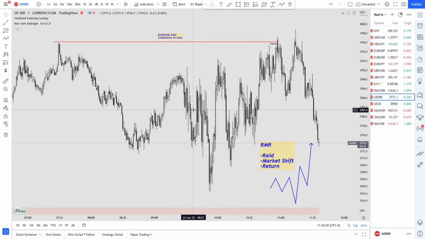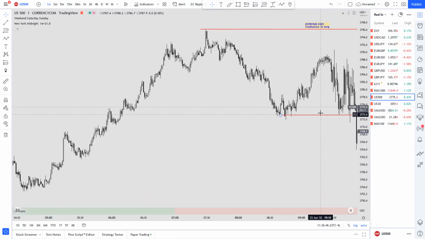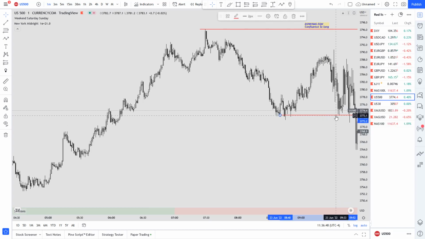First of all, we outline where the liquidity rests, so above and below swings and above and below equal highs. So over here we have some relative equal lows. As it reached that area, we call that the raid. So let's pretend we're looking at it in real time. It dumps, it breaks these equal lows, we call that the raid.